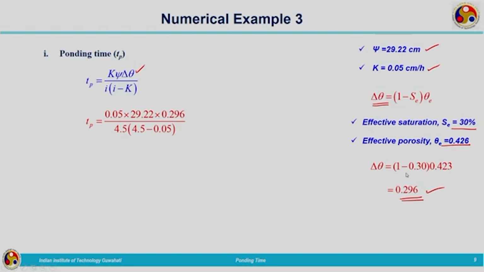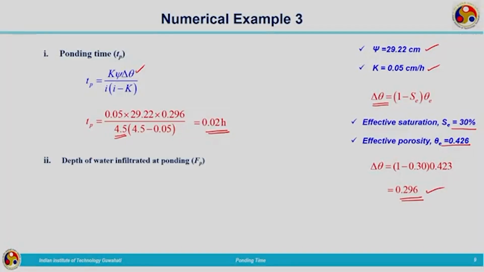Now, we can substitute psi, k and delta theta in the equation for ponding time, and also the intensity of rainfall. So, Tp is 0.05 into 29.22 into 0.296 divided by 4.5 multiplied by (4.5 minus 0.05). Rainfall intensity is substituted as 4.5, which is given to us. So, Tp can be calculated as 0.02 hours. It is found that it is only 0.02 hours; within 0.02 hours, water starts ponding on the ground surface.